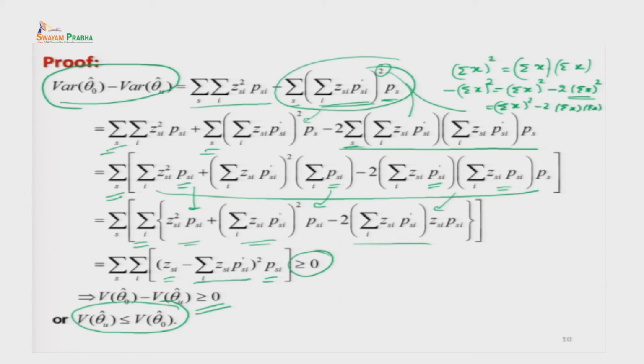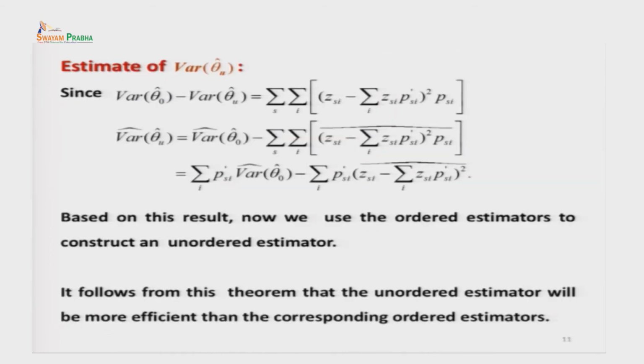And in case I try to do it, the resulting estimator is going to have a smaller variance than the original estimator. Original means the one which is based on the ordered sample. So now we have to understand one more thing: what will happen to the estimate of the variance of this unordered estimator. For that, I can consider that the variance of theta hat 0 minus the variance of theta hat u is given by this quantity, right.